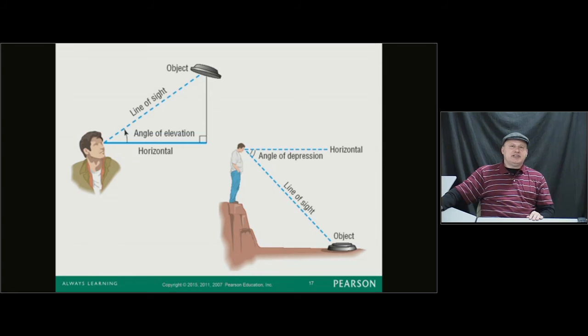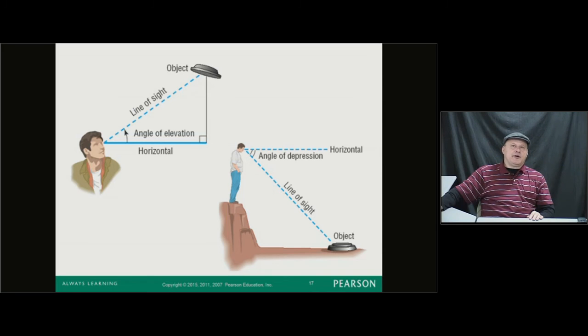The angle of elevation is from the horizontal to the line of sight when the line of sight of the object is above your head. So you have to elevate your head in order to see the object. That's going to be the angle of elevation.